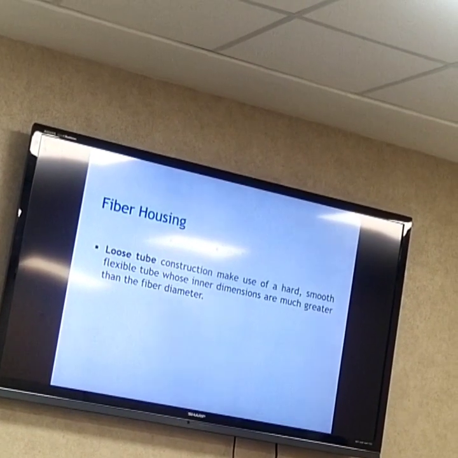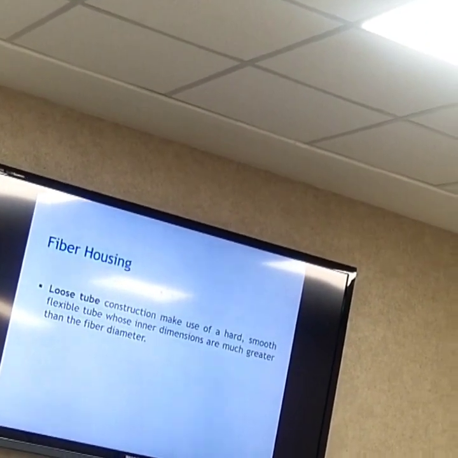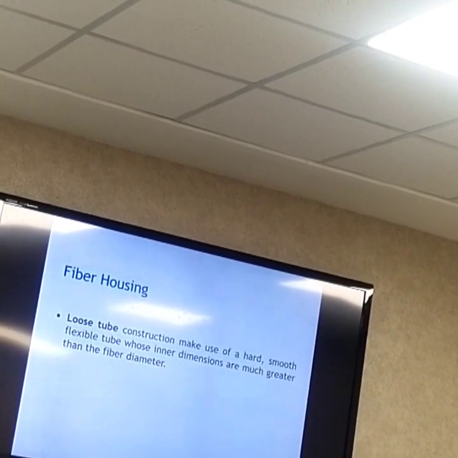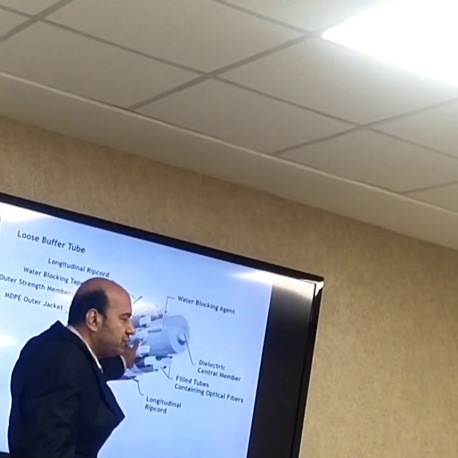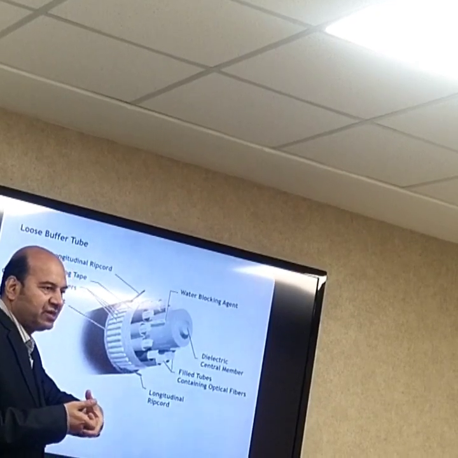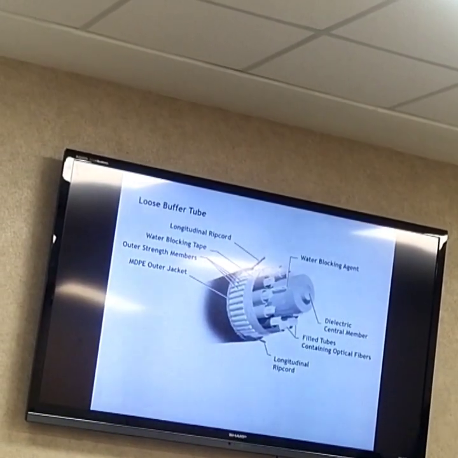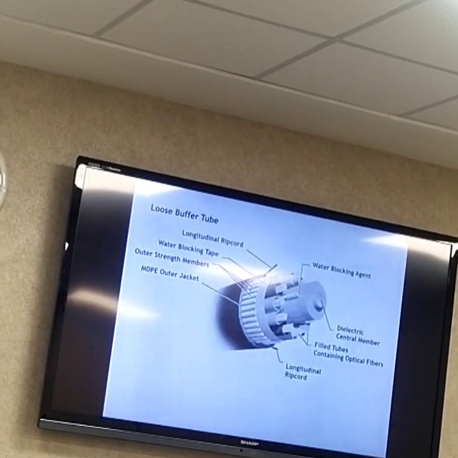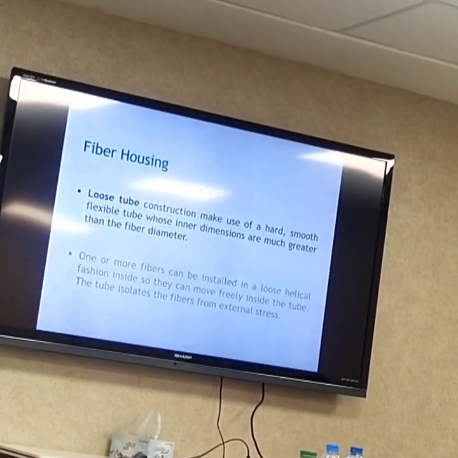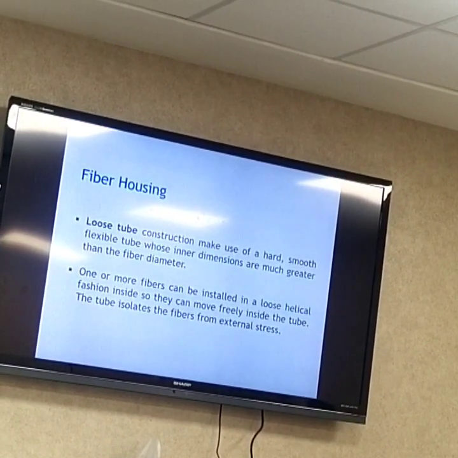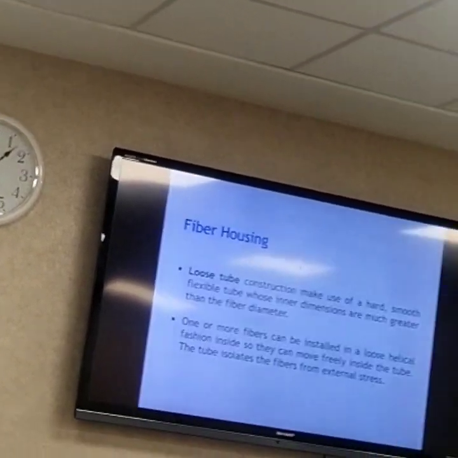The loose tube construction makes use of a hard, smooth, flexible tube whose inner dimensions are much greater than the fiber. You remember? Here again, see. The inner diameter of the tube is greater than the combined diameter of the fibers, so that's why it's called loose. One or more fibers can be installed in a loose helical fashion inside, so they can move freely inside the tube. The tube isolates the fiber from external force.